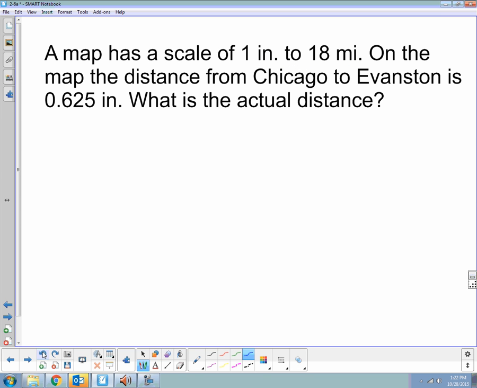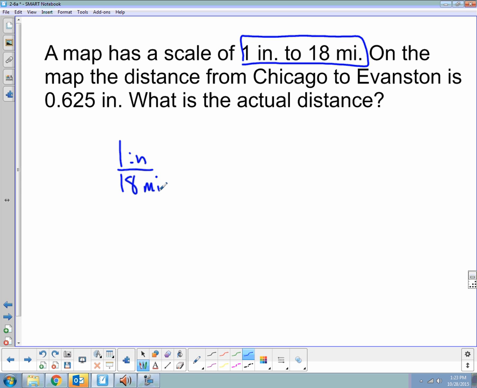And in these problems, when they give you a map with a scale of 1 inch to 18 miles, we have that rate. I'm going to set that up as a fraction. 1 inch is the same as 18 miles. So that's my comparison. That's my rate. That's my ratio. I want to know, since on the map the distance from Chicago to Evanston is 0.625 inches, what is the actual distance?